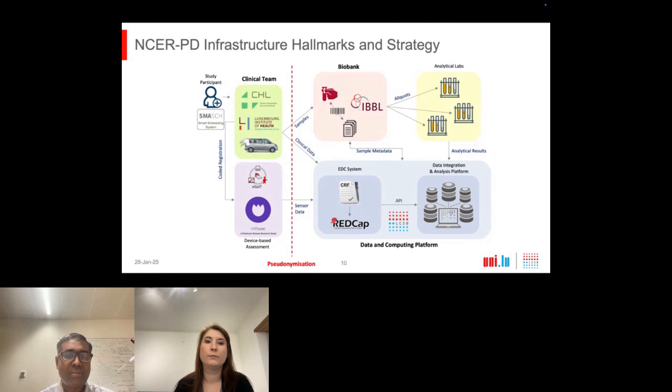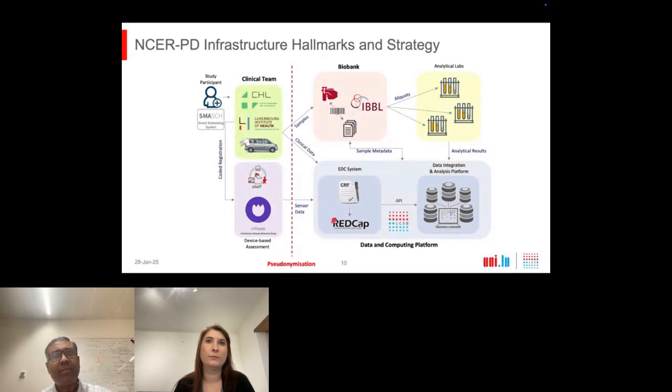And then on the other side, we were also using device-based assessments. We are using the e-gate, a sensor device to measure the gait patterns of the Parkinson's patients, and we have also used a mobile app called Empower. Then all this clinical data, sample metadata, analytical results, and sensor data, everything is integrated into this data integration and analysis platform.